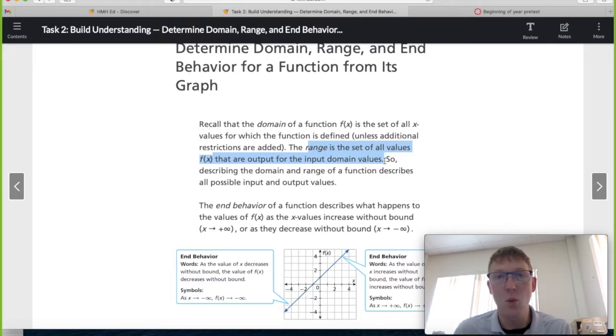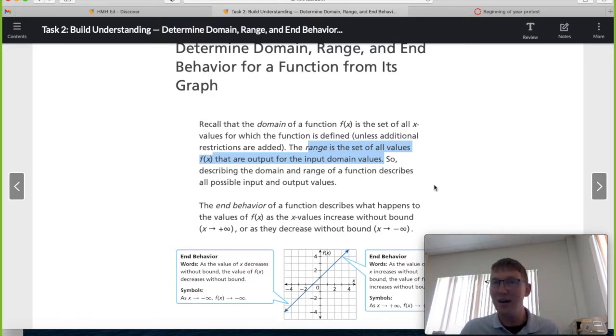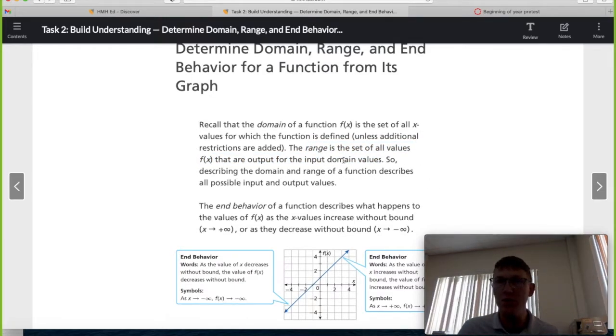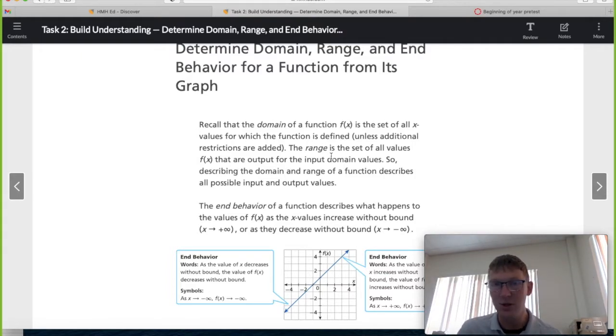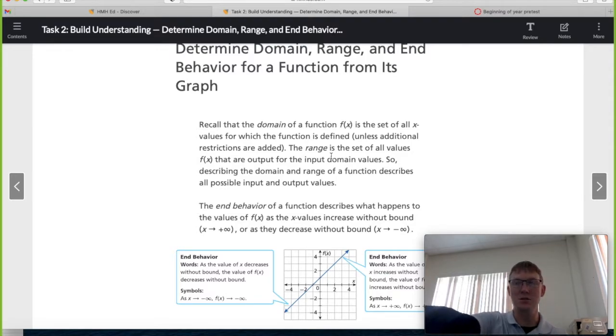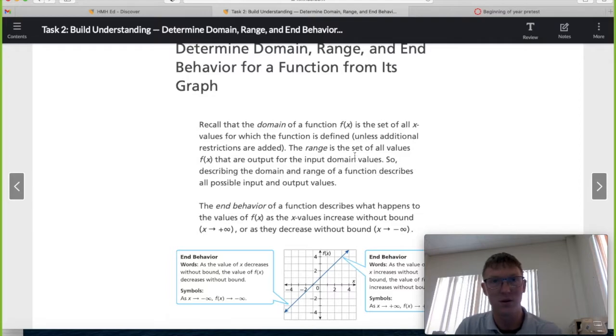The range is going to be the exact opposite, right? The range is a set of all values of f(x) that are outputted for the input domain values, otherwise known as the y values. So on a graph, the x values are your domain. All of the potential y values that you have are going to be your range. So domain, all of the x values that could possibly be entered into the function and you will get a real answer for. And the range is all of the potential answers that you could maybe get from the inputs.